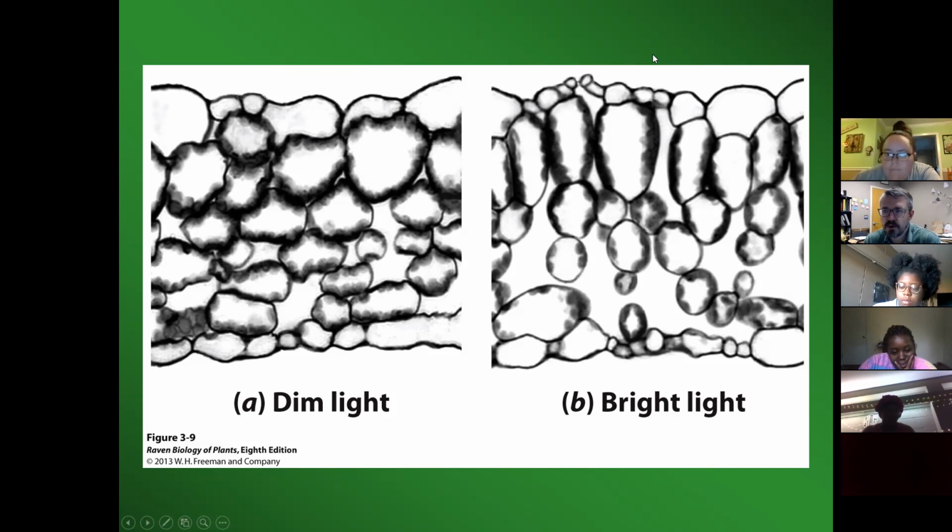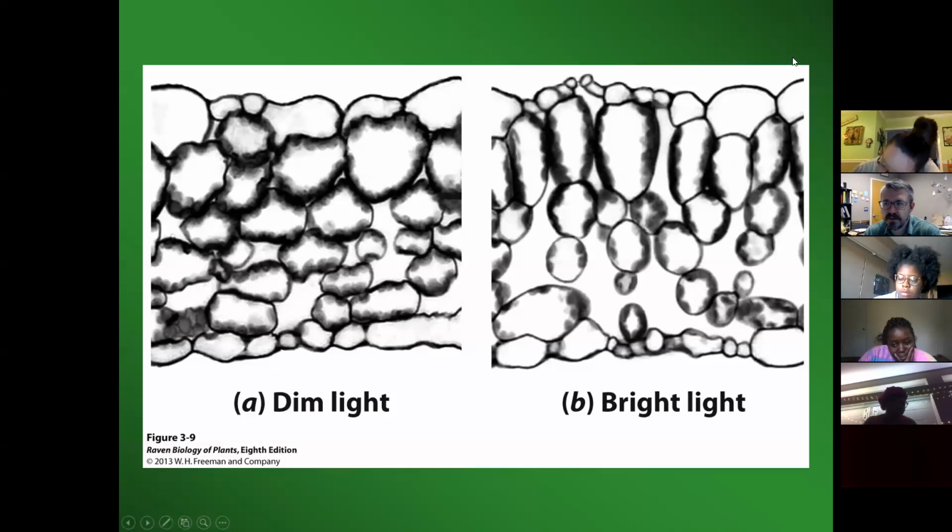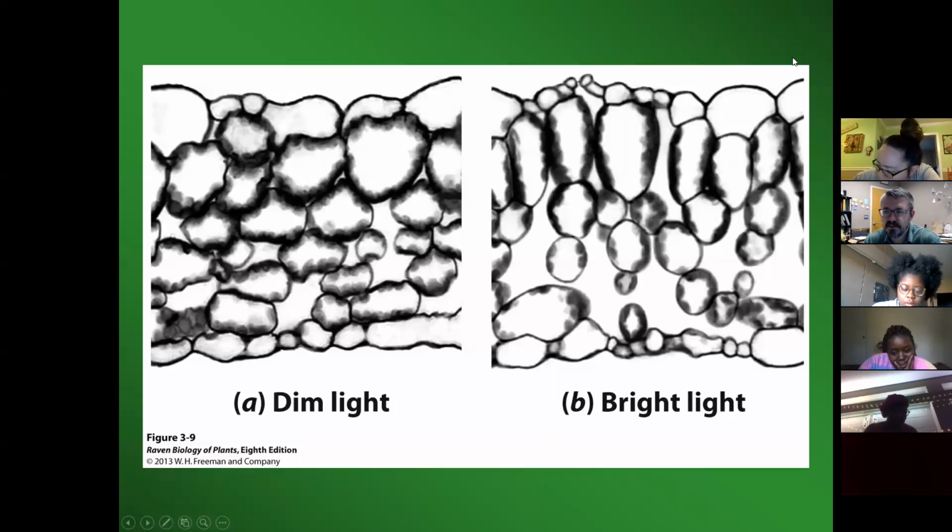Well, do chloroplasts absorb light? Come on, I know y'all know the answer to this one. Do chloroplasts absorb light? Tyler's saying yes, they do. Good job. Yes, they definitely do. Okay, because what's the purpose of photosynthesis? To absorb light, right? And then to make food.